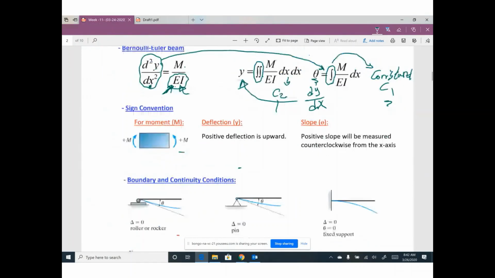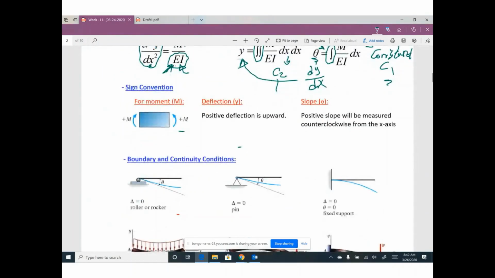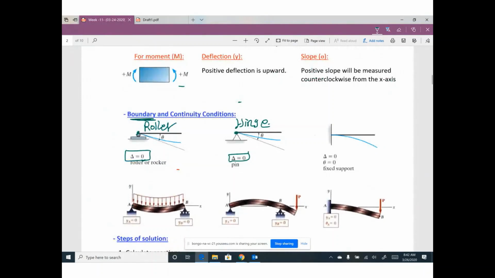So we have two constants. These constants can be calculated using something called boundary conditions. If you remember last time, at supports we don't have any deflection. We don't have any movement at support. So if you have a roller or a hinge, we don't have movement. Movement means deflection. So at any support, hinge or roller, your deflection equals 0.